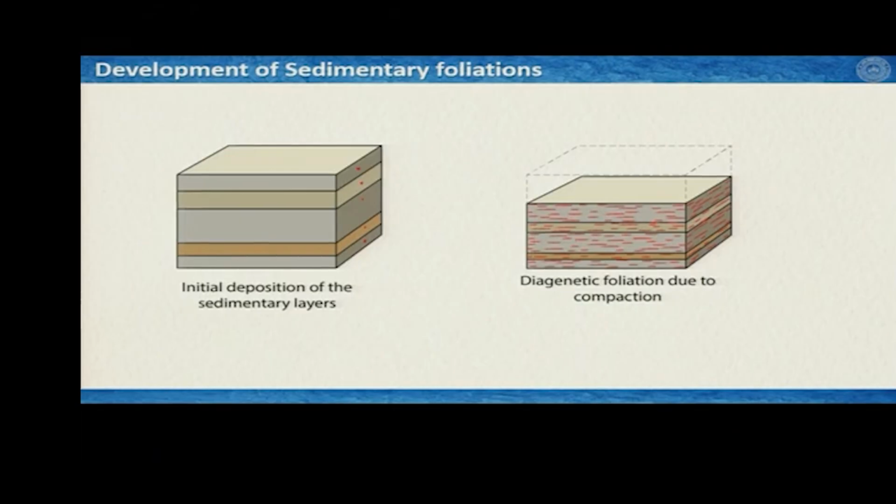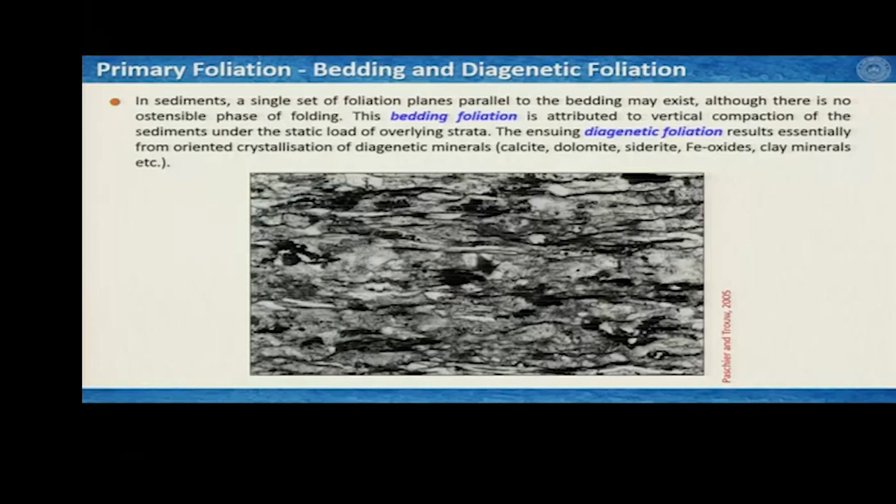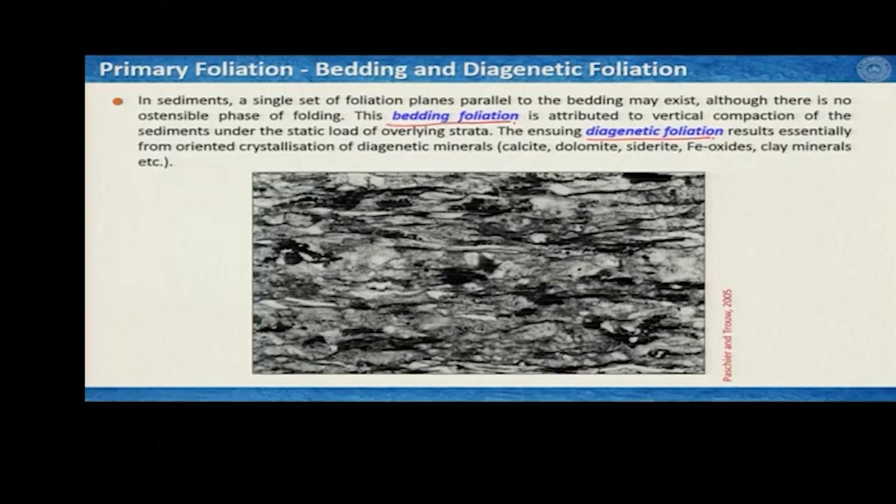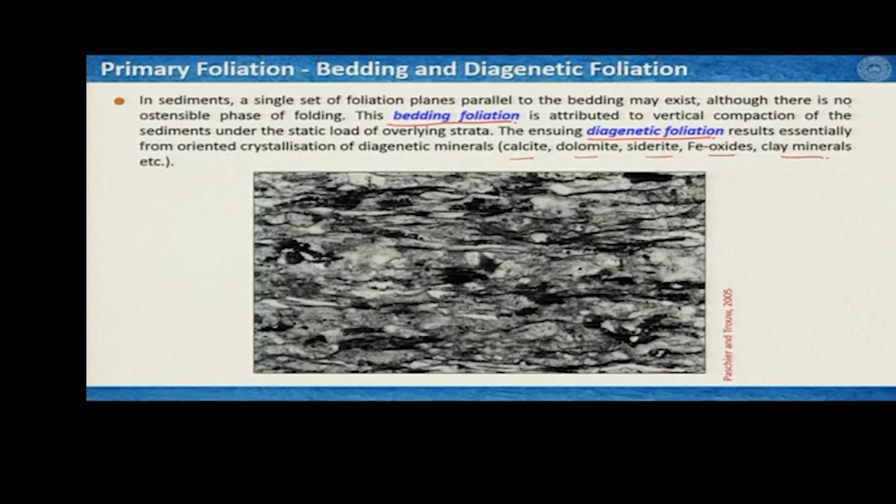So, these red dotted lines, you can think of as diagenetic materials. Let's have a look at the photograph. This photograph I took from the book of Passchier and Trouw, 2005, Microtectonics, and what is written here is defining the bedding foliation and the diagenetic foliation. The diagenetic minerals that commonly form during diagenesis include calcite, dolomite, siderite, some iron oxides, and essentially some clay minerals. So, this is where we have learned what is bedding foliation and what is diagenetic foliation.